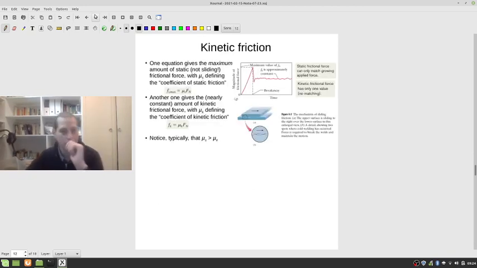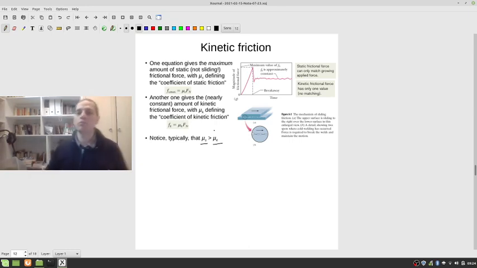Okay, now as I said, this idea of kinetic friction is that once you get moving, you have a lesser force, and that lesser force is modeled with the coefficient of kinetic friction, and then the greater force that's possible when it's just sitting still is with your coefficient of static friction. And notice typically that the coefficient of static friction is bigger than the coefficient of kinetic friction. You get more friction from something that's just sitting still than once you get it moving.